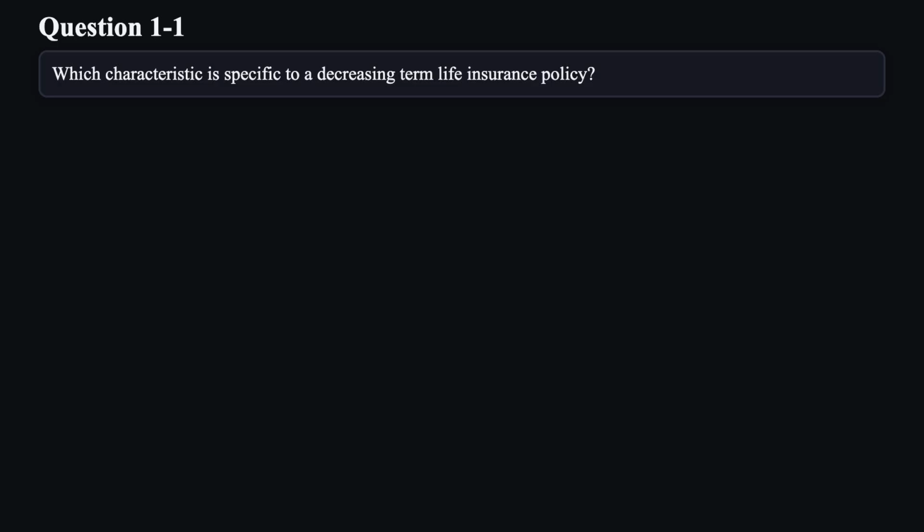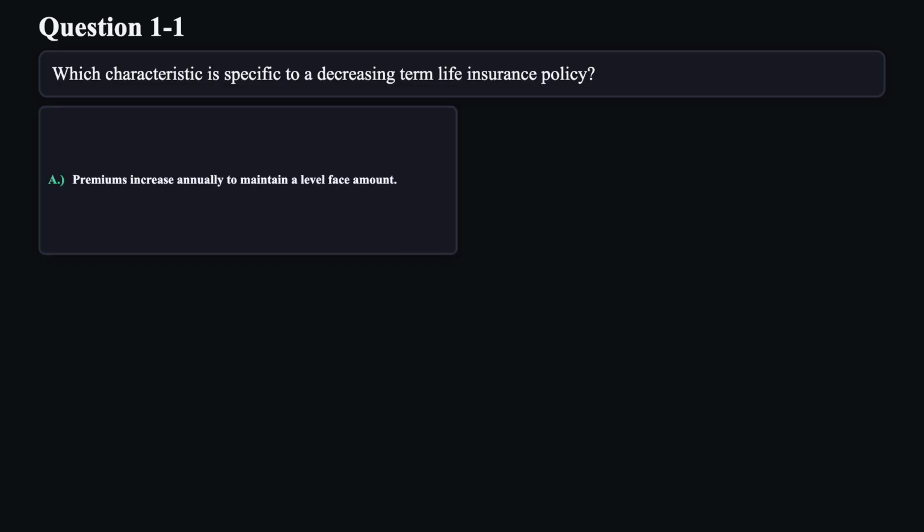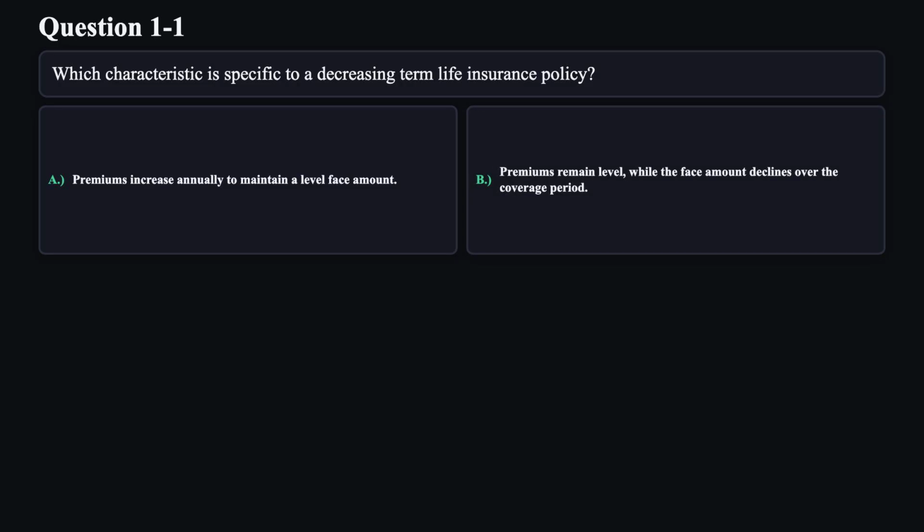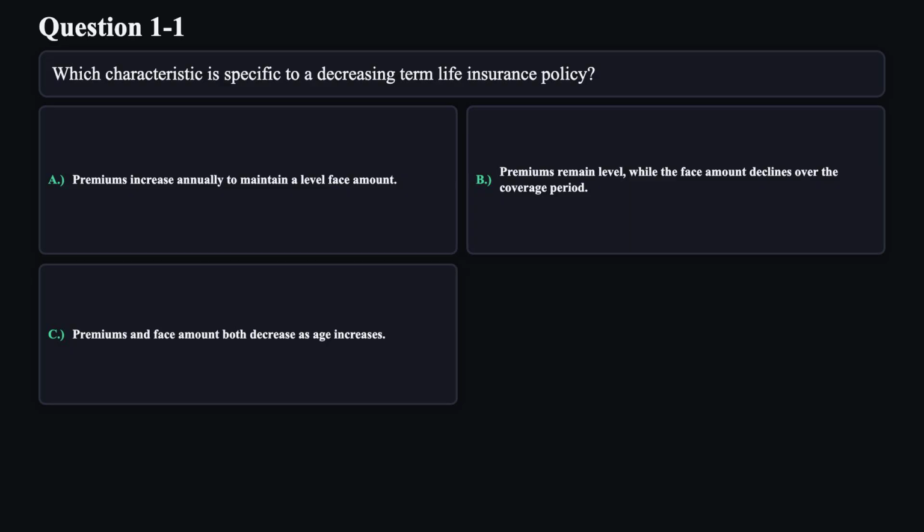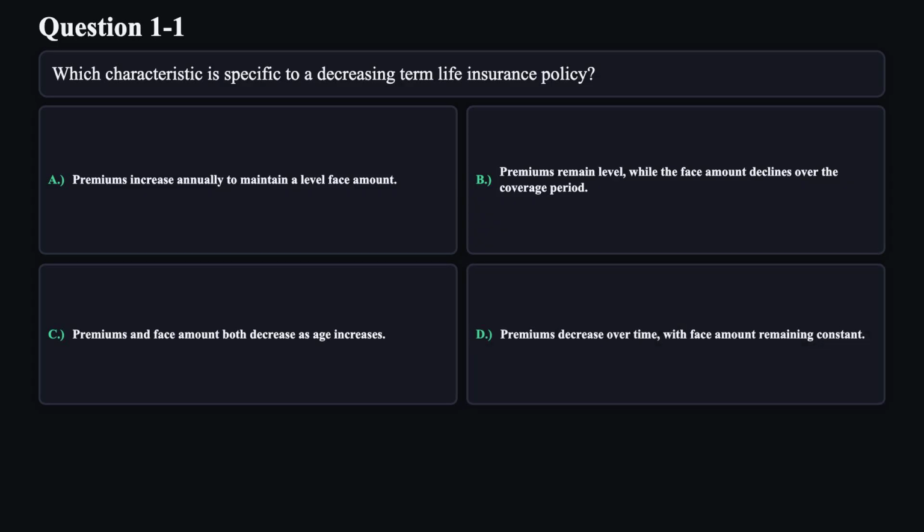Which characteristic is specific to a decreasing term life insurance policy? A. Premiums increase annually to maintain a level face amount. B. Premiums remain level while the face amount declines over the coverage period. C. Premiums and face amount both decrease as age increases. D. Premiums decrease over time, with face amount remaining constant.